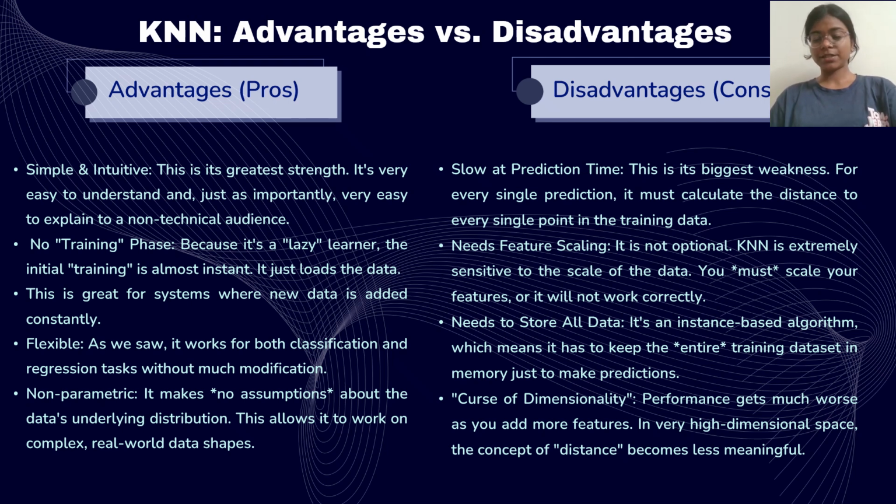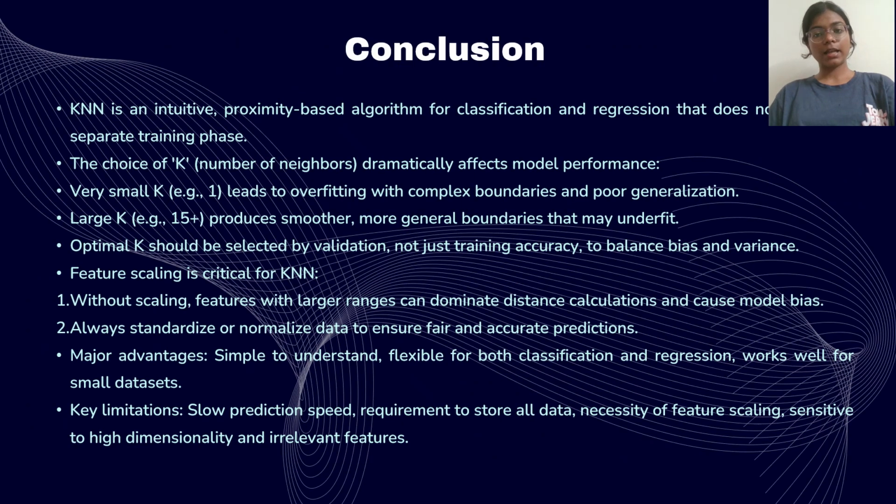And finally, it suffers from the curse of dimensionality. In very high dimensional spaces with hundreds of features, the concept of distance becomes less meaningful and KNN's performance gets much worse. And that concludes our overview of K nearest neighbors.